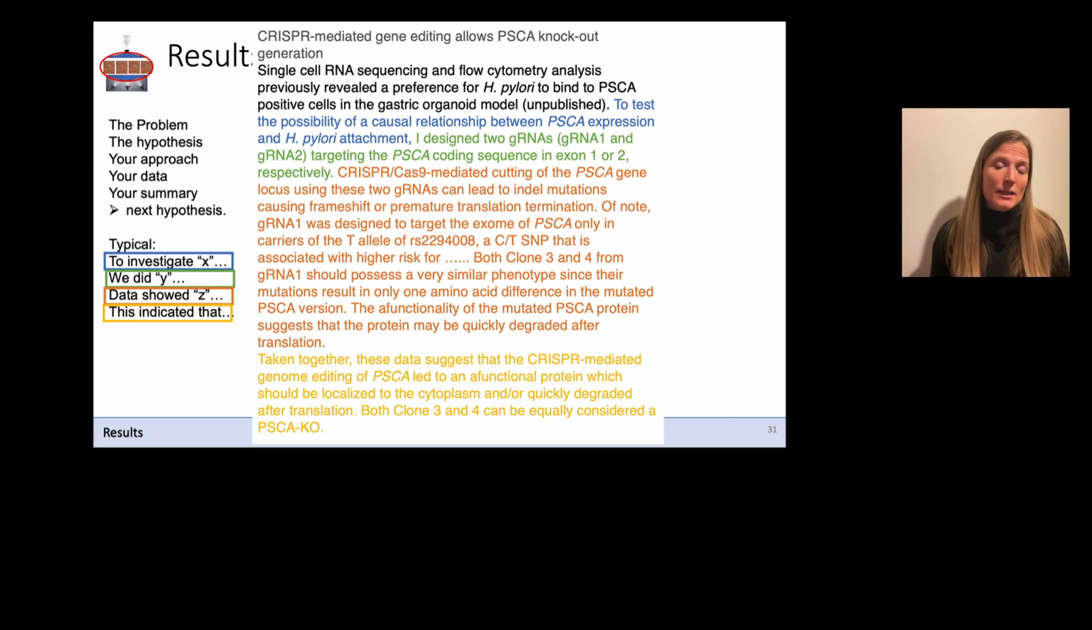So this is just one example of how smaller packages of data can be described with the very same structure. And I hope you find this helpful.